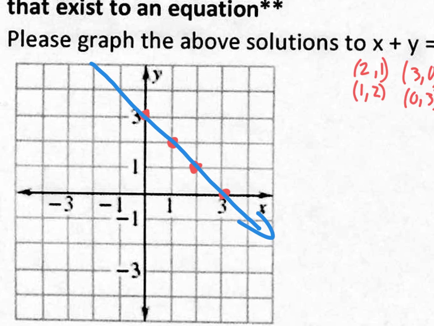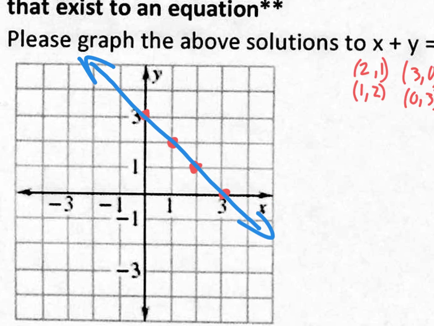So I draw a line through it and I put some arrows on it. Now, what does that mean? The arrows mean that it continues forever. So you could even say, like this graph, you only see a piece of it. You only see 1, 2, 3, 4, 5. It only goes up to 5 on the x.